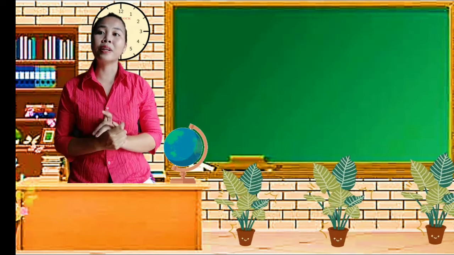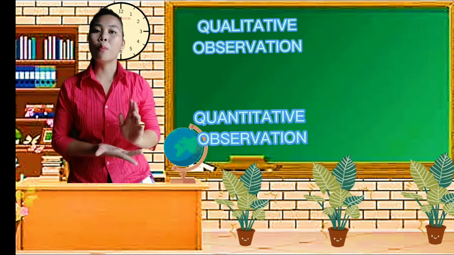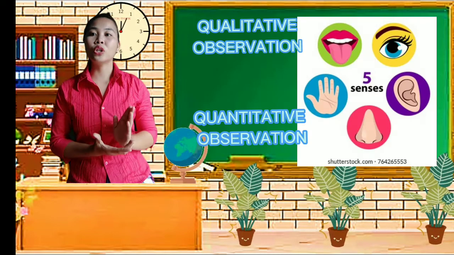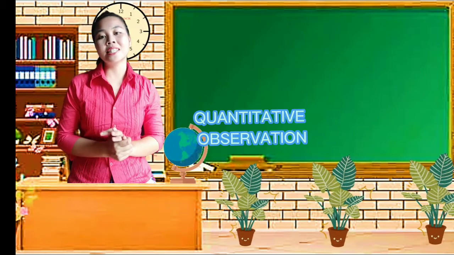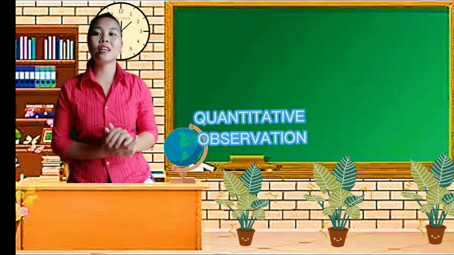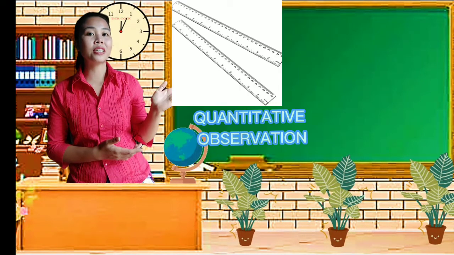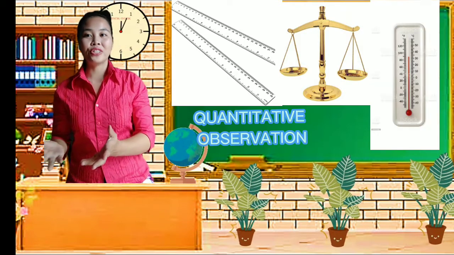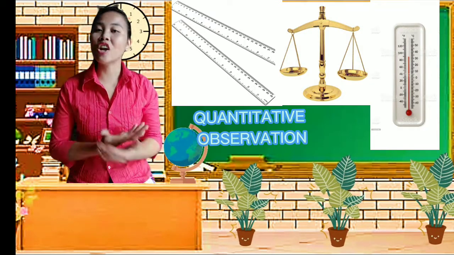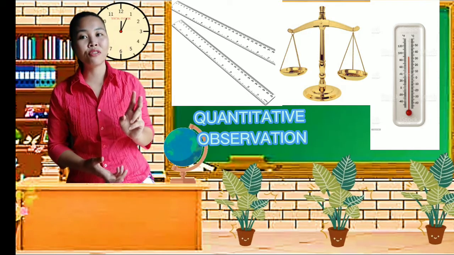Observation can either be classified as qualitative or quantitative, both of which use our senses. In quantitative observations, we utilize instruments or tools such as rulers, balances, and thermometers to provide an observation that is measurable or quantifiable.